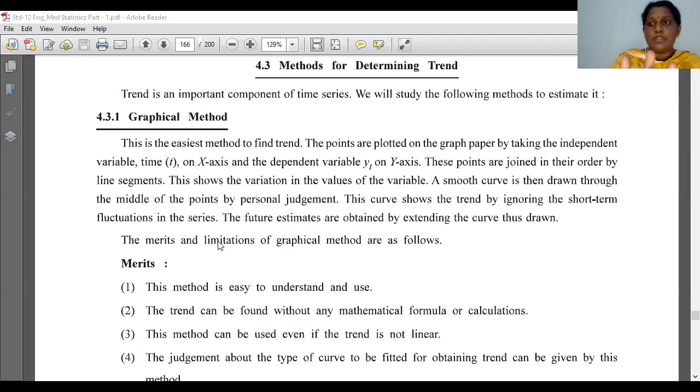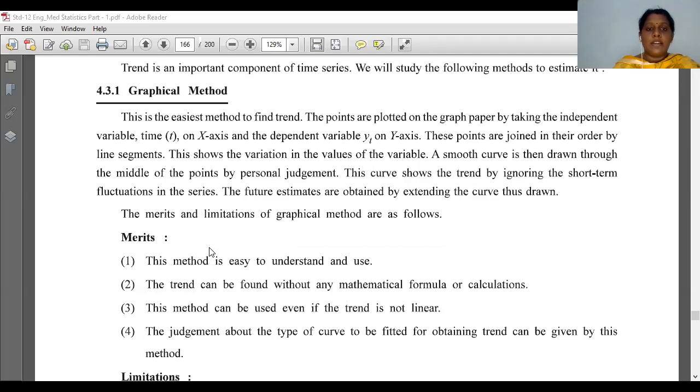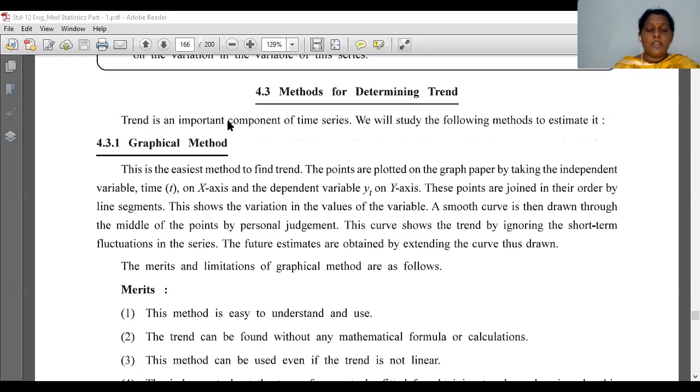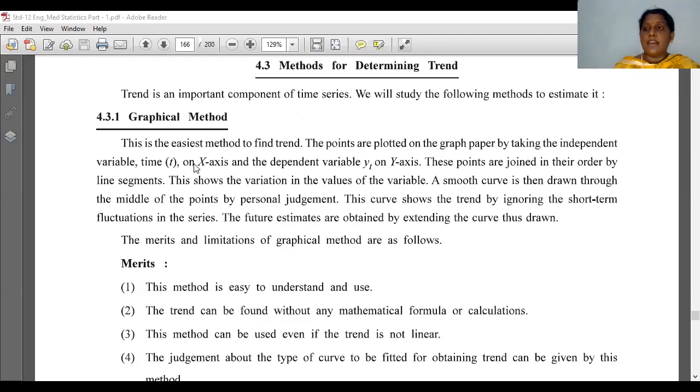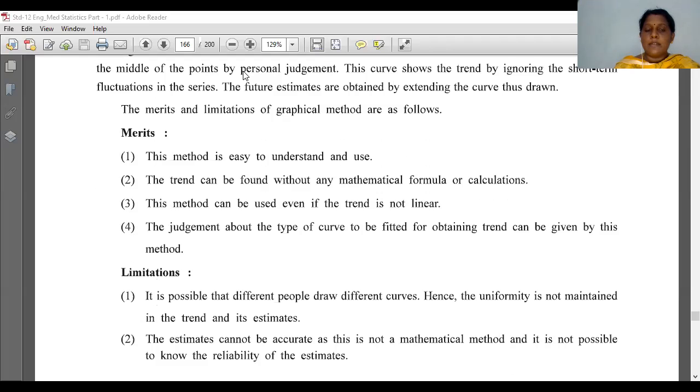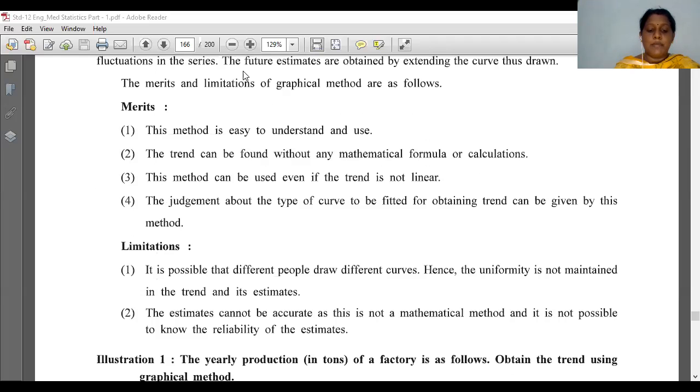This much only. I will explain the further merits and demerits in the next video. Please read till where I have stopped, till 4.3, the first introduction of the graphical method. You have to read at least once till here. Then in the next video I will explain the merits and demerits, and then I will start our illustration.